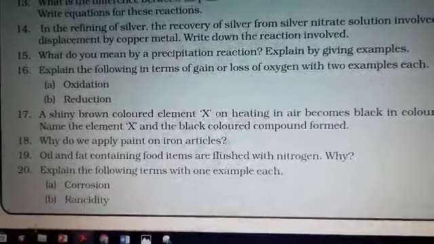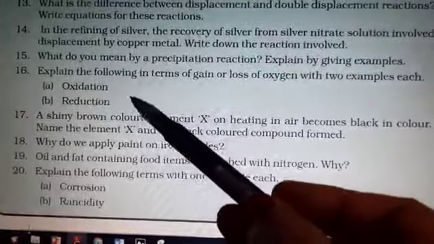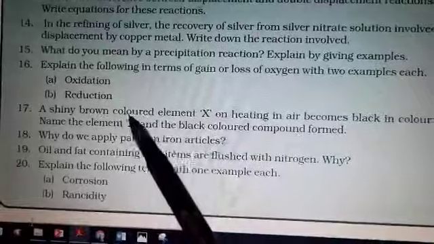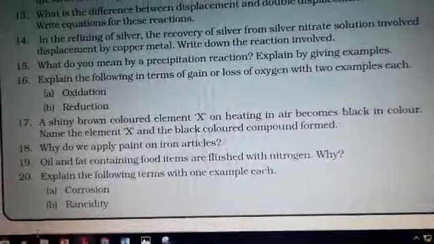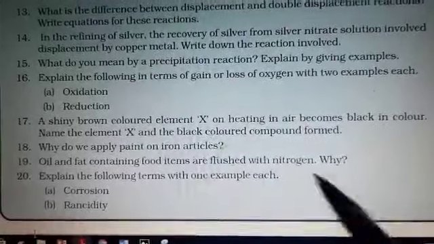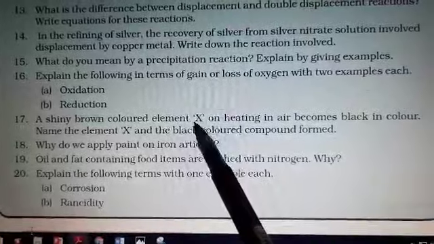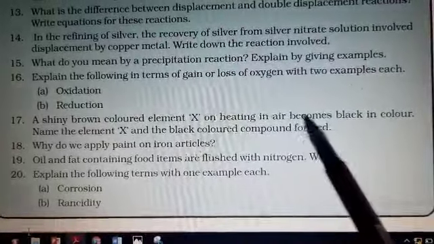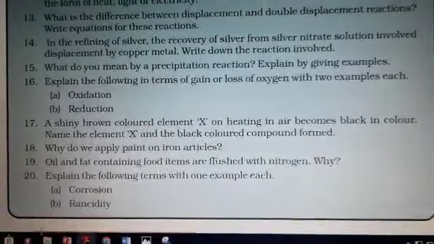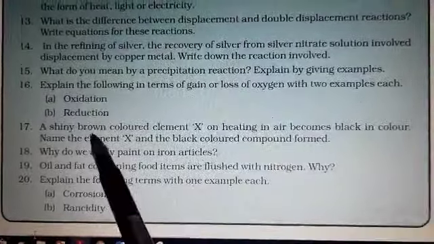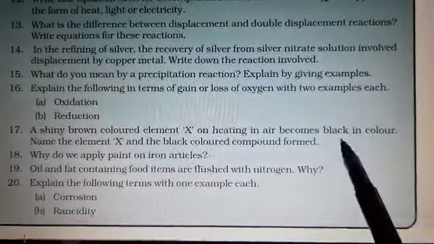Explain the following in terms of the gain or loss of oxygen. You know this, I have taught it and you can do it. A shiny brown colored element acts on heating in air, becomes black in color. You know that shiny brown colored element always, brown color element is what? That is copper. When it comes in contact of air, it becomes black. This activity you have done in case of the oxidation reduction, that is copper oxide. So name the element X, that is copper, and the black colored compound formed, that is copper oxide, CuO.